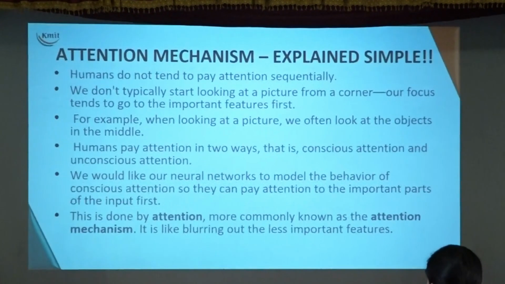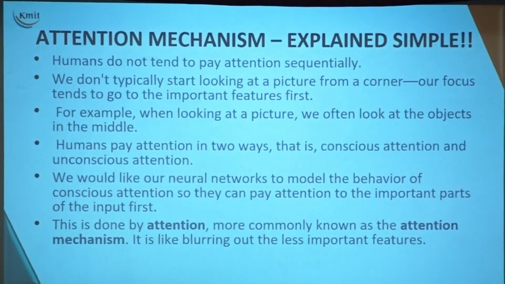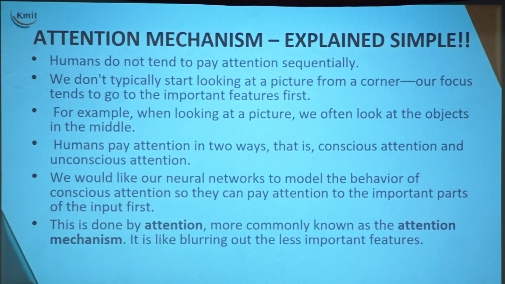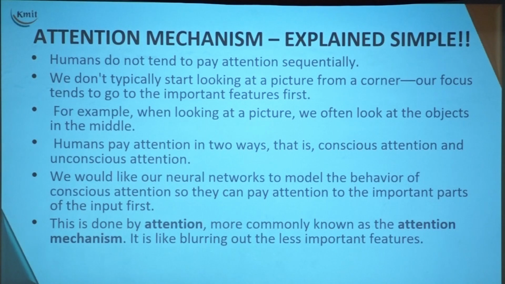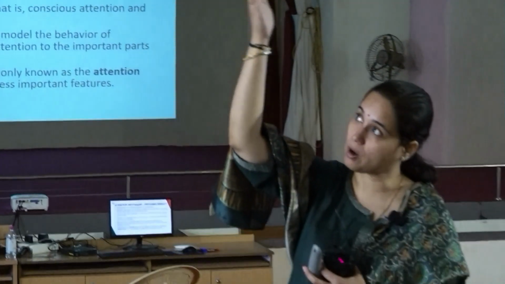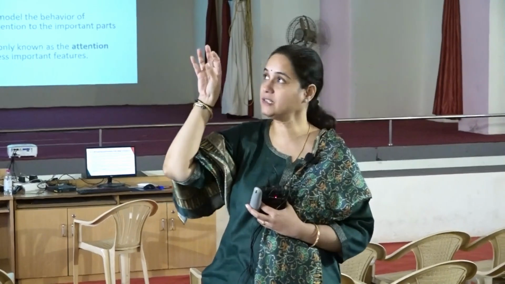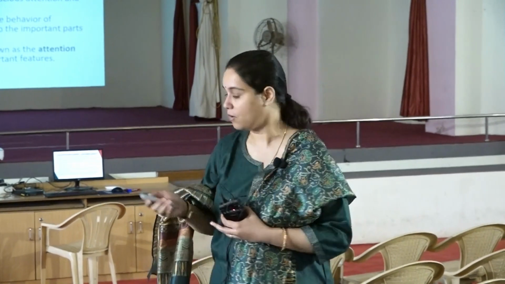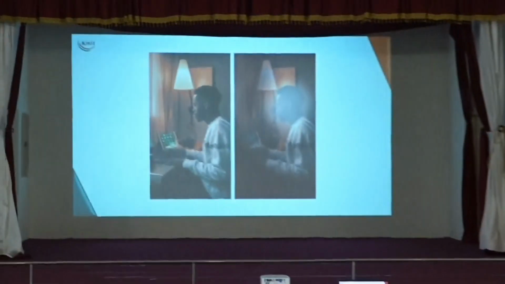So attention mechanism, I am going to explain to you in very simple layman language. We all are humans, we are born with this exceptional beauty of capturing the attention either consciously or unconsciously. If I see a picture, I will not see it from the topmost corner of it. I'll just see it randomly somewhere where it catches my attention. Yes or no?